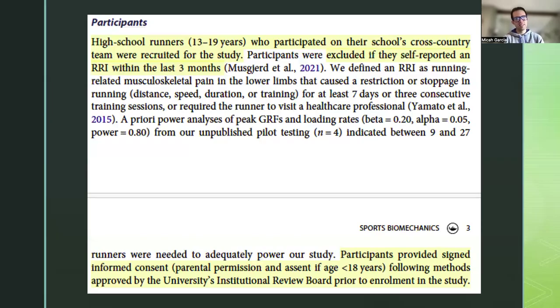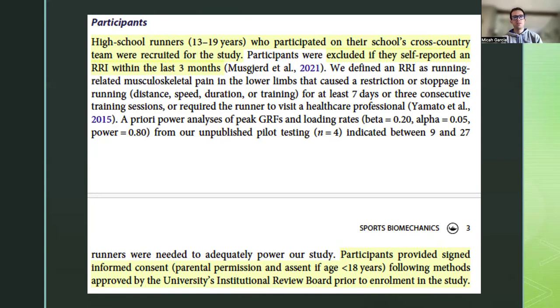So if we take a look at that same study, so an example here, high school runners between the ages of 13 and 19 who participated on their school's cross-country team were recruited for the study. So here the inclusion criteria is they had to be in high school, they had to run on their cross-country team, and they had to be between the ages of 13 and 19. Exclusion criteria is they were excluded if they self-reported a running injury within the last 3 months. And then you can see here, there's even a definition of how a running injury was defined. But for this screening, it was just all self-reported.